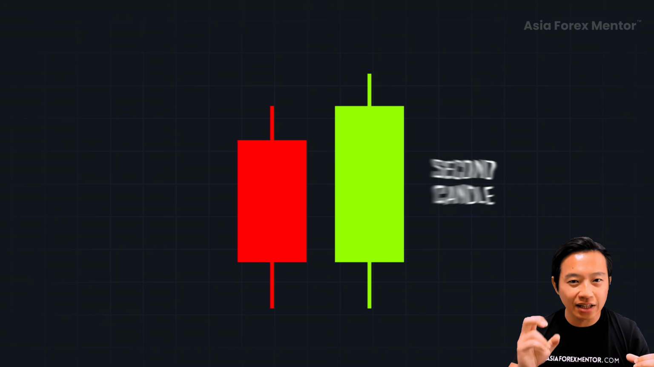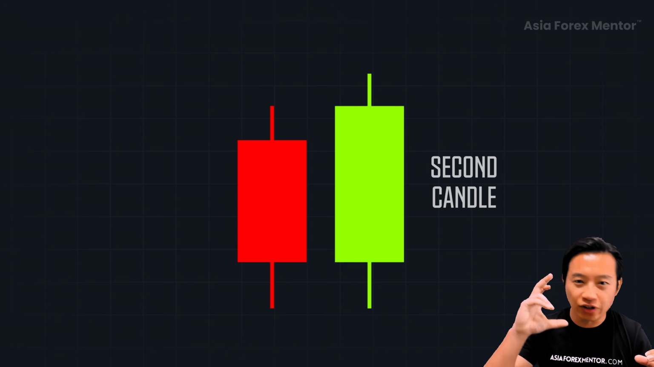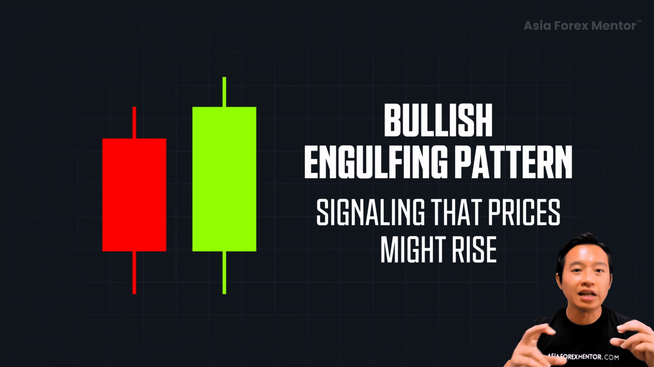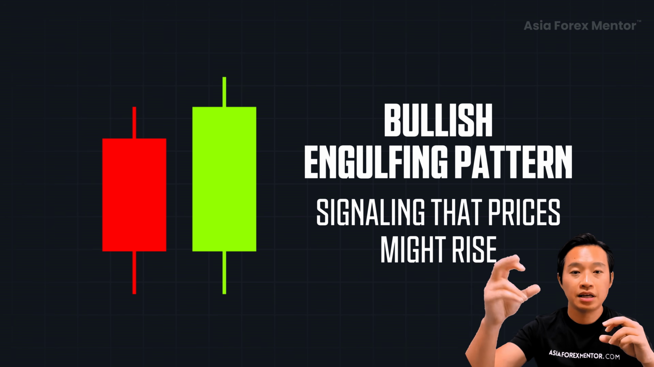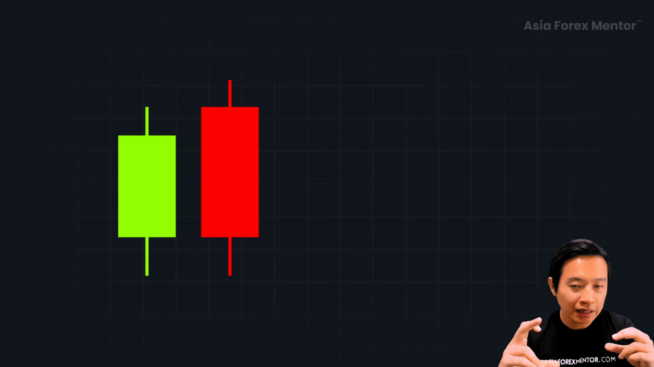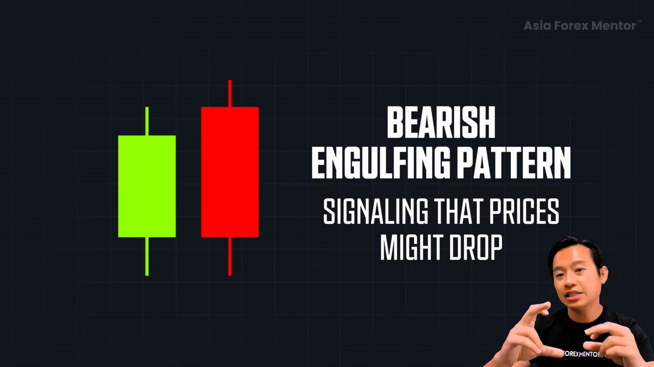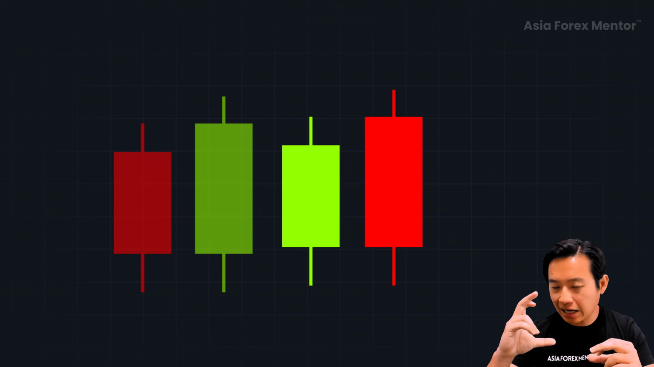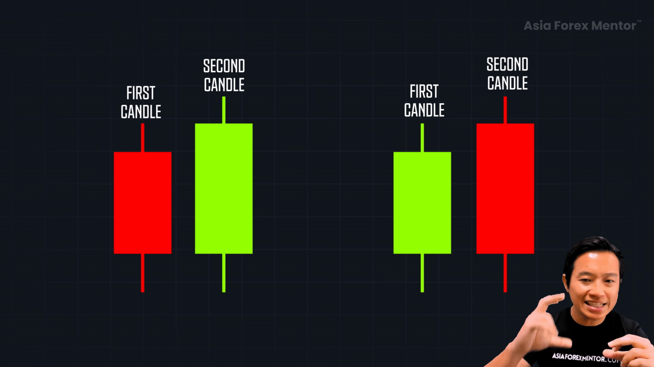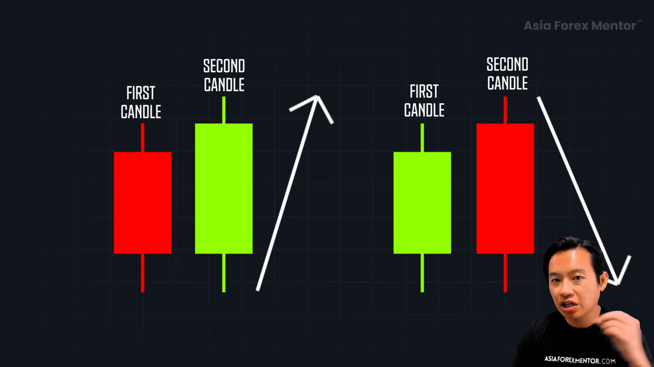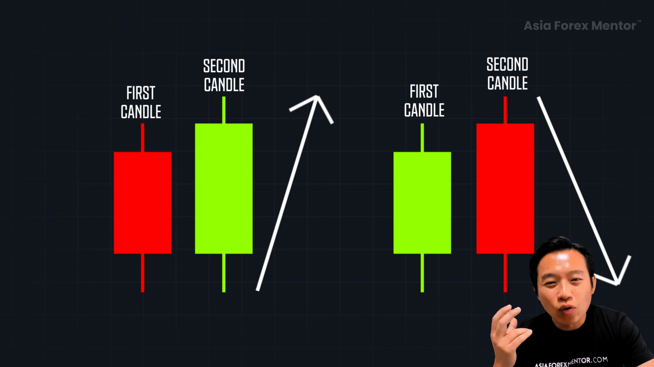So if the second candle is bigger and green, it is a bullish engulfing pattern, signaling what? That the price might rise. If it's bigger but red, it is a bearish engulfing pattern, signaling what? That the price might drop. So the color of the second candle that engulfs the first one is the key. In short, it is a candlestick that completely overpowers the first one, showing a potential shift in direction of the market.